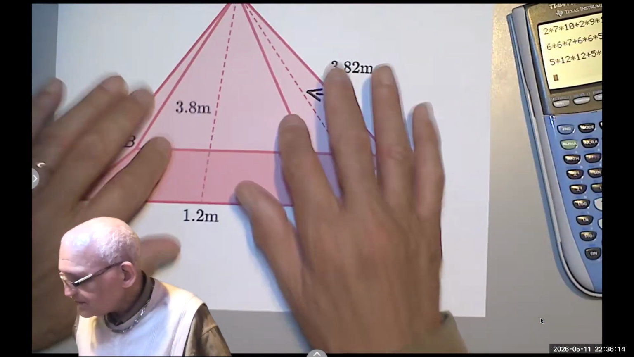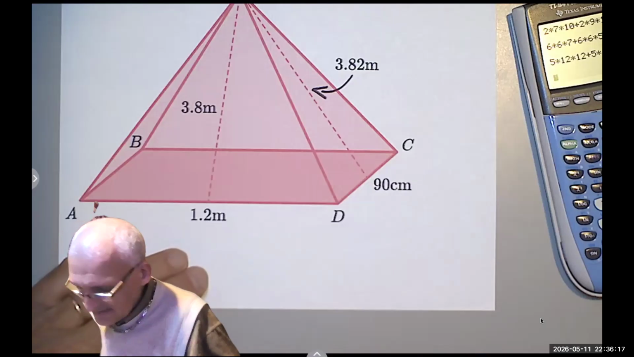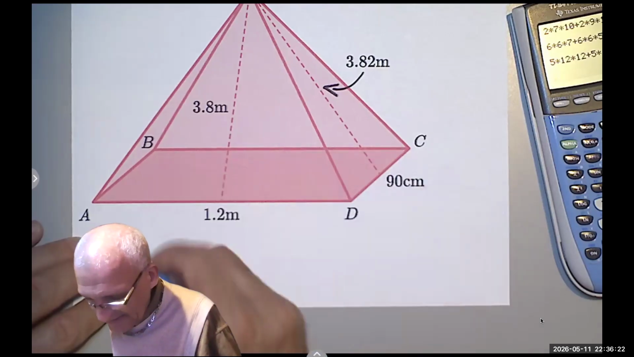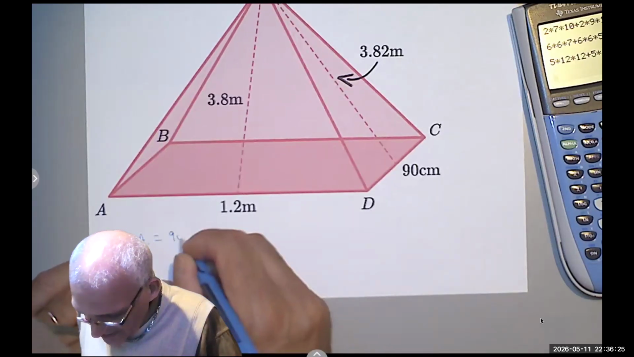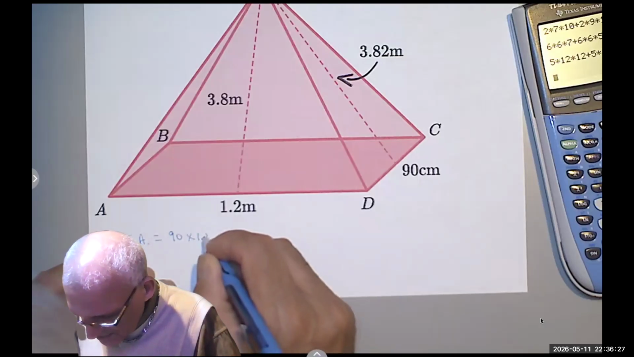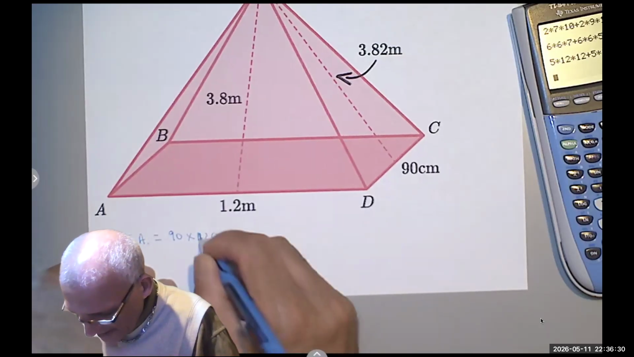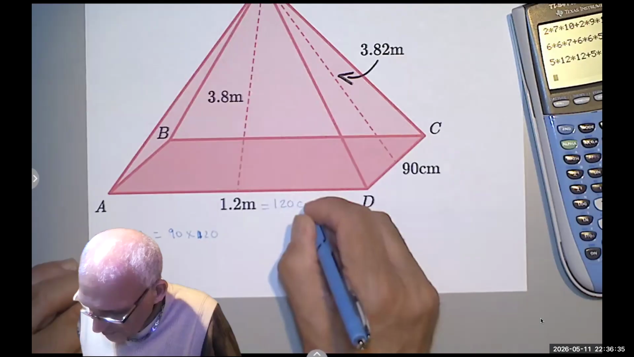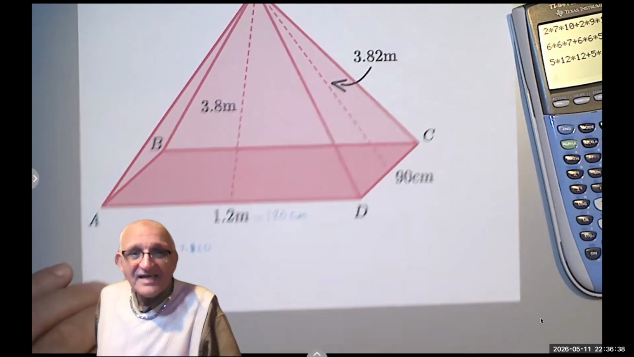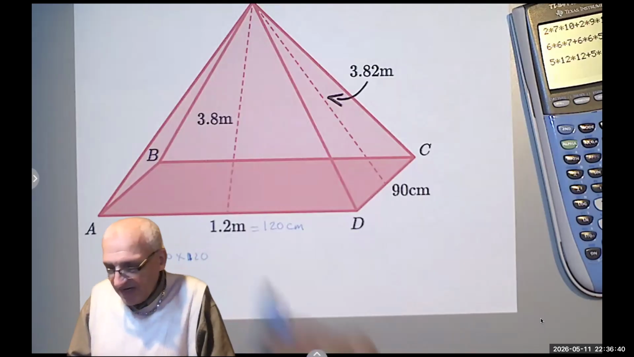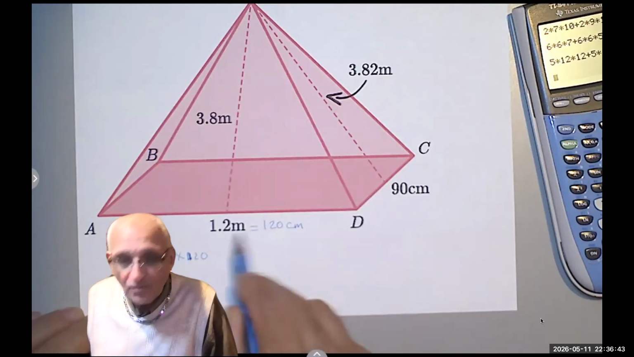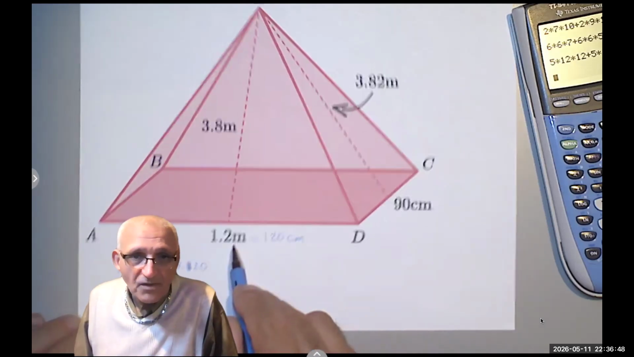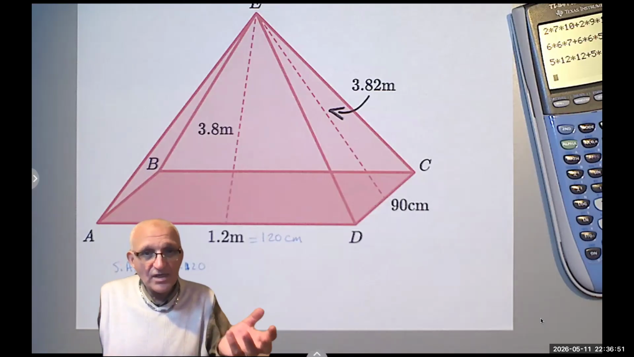And if I want to find the surface area here, I say the surface area. First of all, I have a rectangle at the bottom, and its area is 90 centimeters times 120, to make both in centimeters, because 1.2 meters equals 120 centimeters. In fact, the word centi, like a cent, meaning I have 100 of those in 1 meter. Like I have 100 cents in a dollar. So the word centi means 1 out of 100.